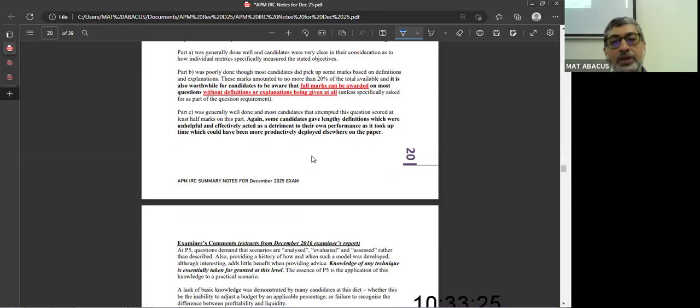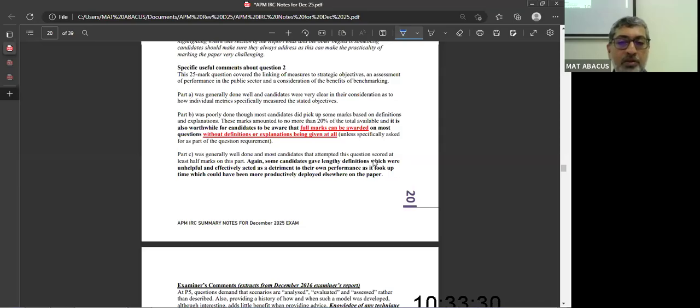Now, the reason why we are discouraging students from giving long definitions is because there are no marks. That's one thing. But most importantly, it's because you have time pressure. It took up time which could have been more productively deployed elsewhere on the paper. Normally what we see is when students give lengthy definitions, it's because they don't know how to apply. So fine, give a definition, but don't make it long.